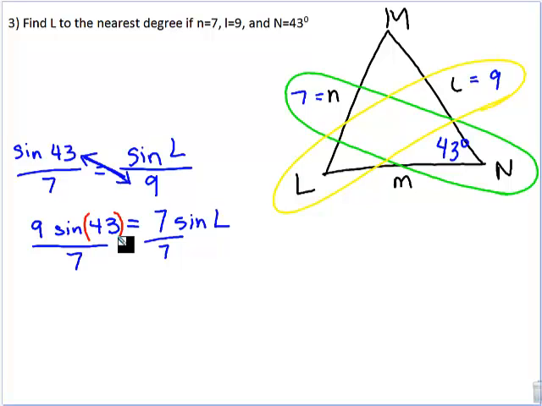Would it be okay if you just put sine and then 7 in the parentheses? No, the 7 can't be in the parentheses. You need to figure out what this is right now. You're just trying to figure out what that value is.